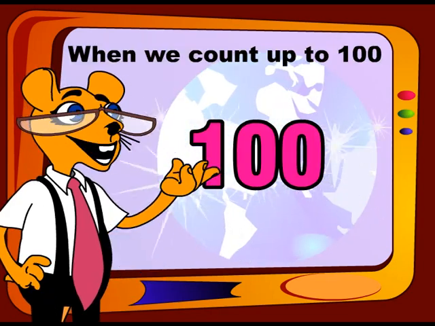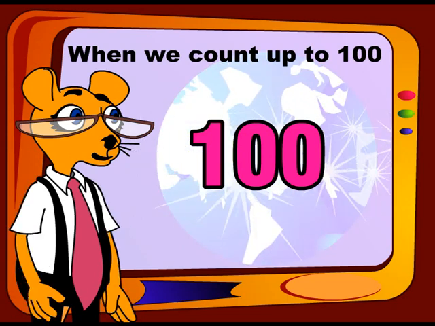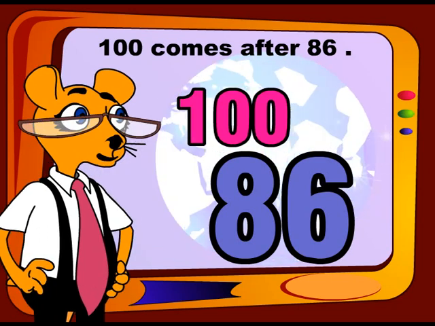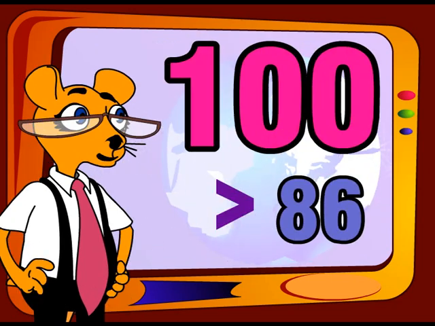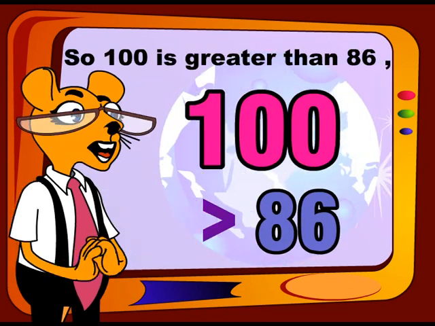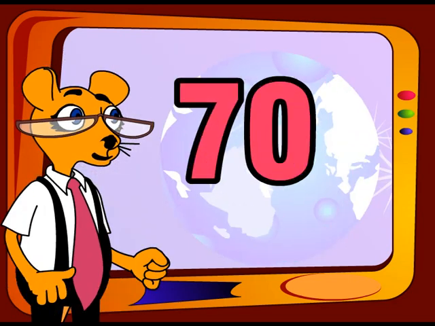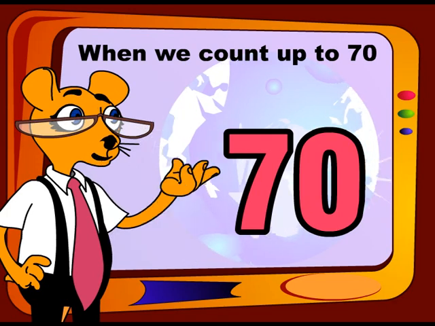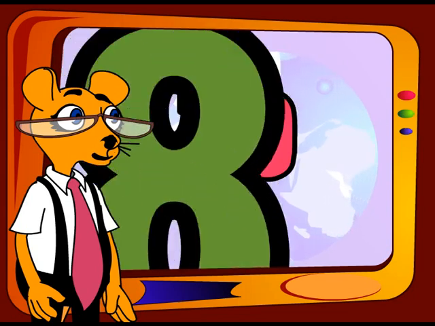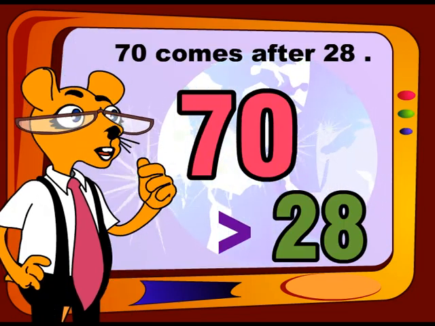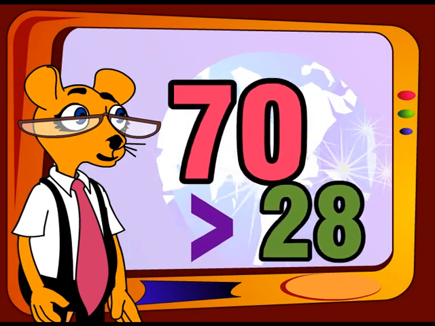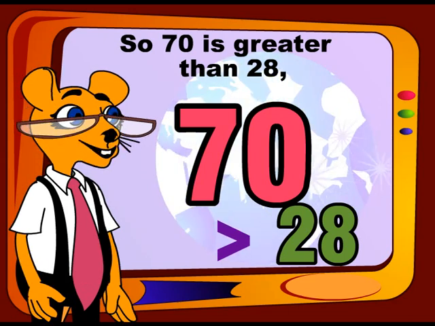When we count up to 100, 100 comes after 86. So 100 is greater than 86. When we count up to 70, 70 comes after 28. So 70 is greater than 28.